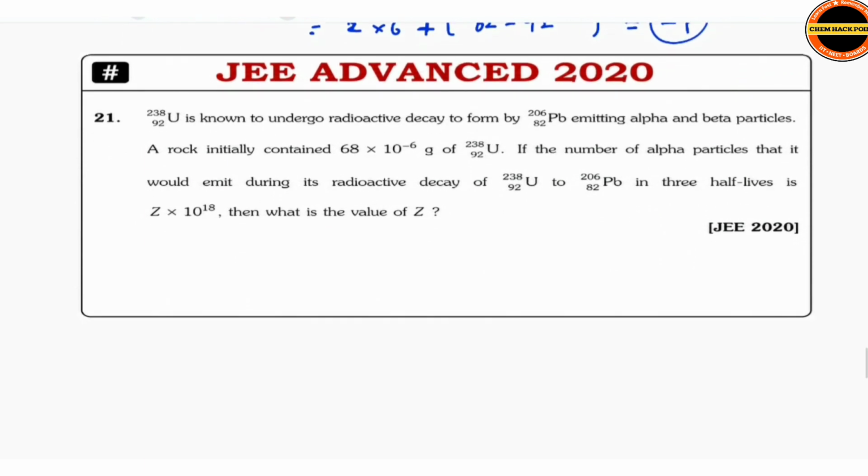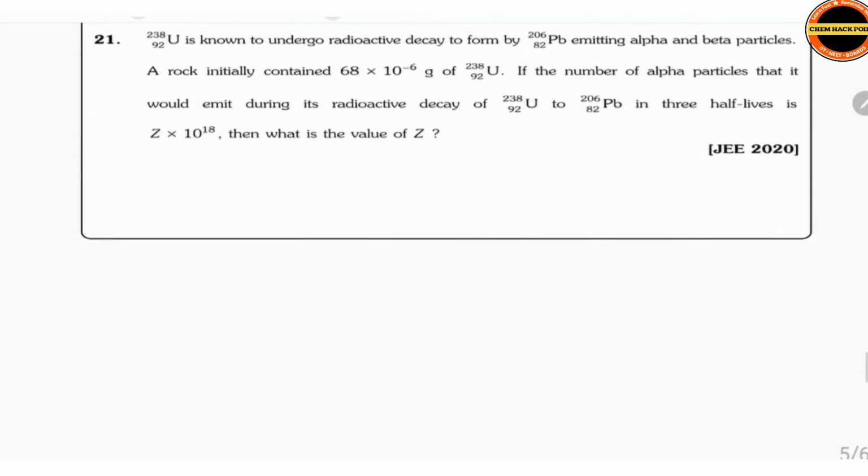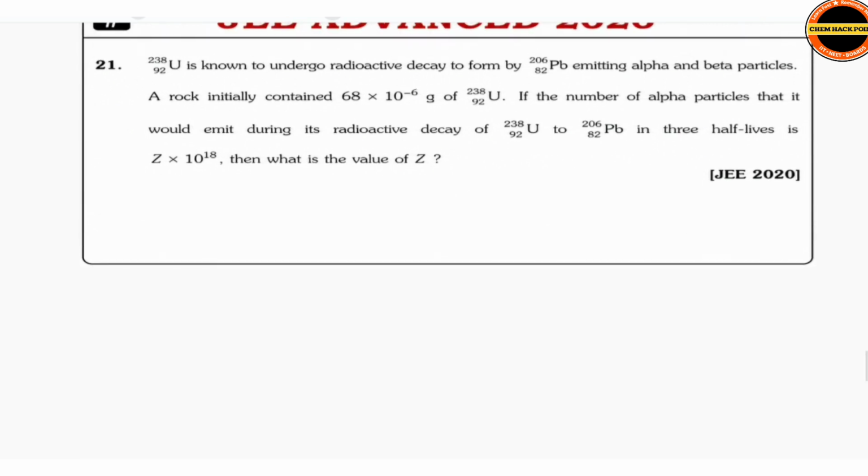JEE Advanced 2020 question here. Once we go through the question: uranium-238 is known to undergo radioactive decay to form lead-206 82, emitting alpha and beta particles. A rock initially contained 68 into 10 power minus 6 grams of uranium. Certain information is given, and we need to find the Z value. So how to find it here? First of all, observe it. According to the given information, how do we proceed? Let us see now.